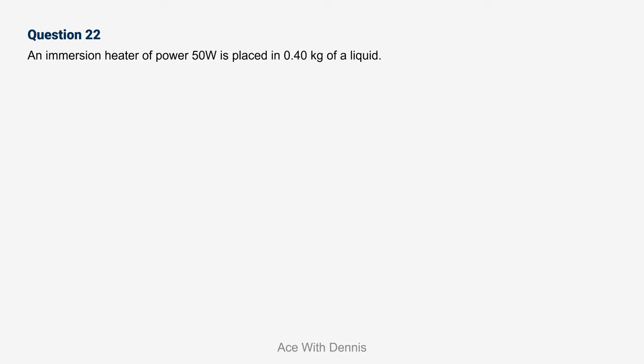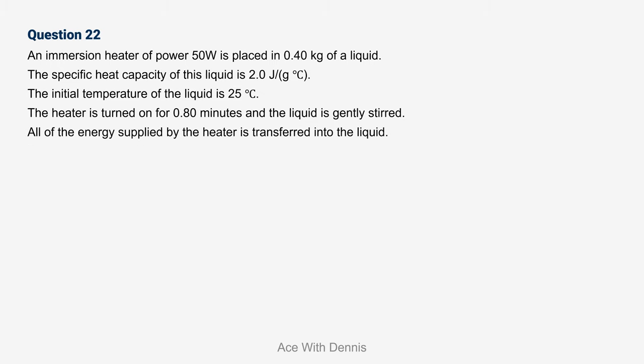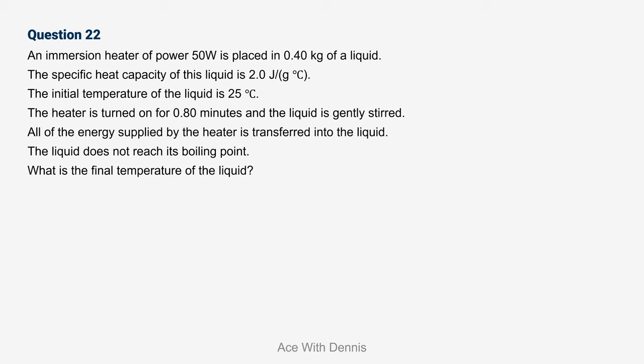Question 22. An immersion heater of power 50 watts is placed in 0.40 kg of a liquid. The specific heat capacity of this liquid is 2.0 joules per gram per degree Celsius. The initial temperature of the liquid is 25 degrees Celsius. The heater is turned on for 0.80 minutes and the liquid is gently stirred. All of the energy supplied by the heater is transferred into the liquid. The liquid does not reach its boiling point. What is the final temperature of the liquid? A. 22 degrees Celsius. B. 28 degrees Celsius. C. 50 degrees Celsius. Or D. 75 degrees Celsius. The answer is B, 28 degrees Celsius.